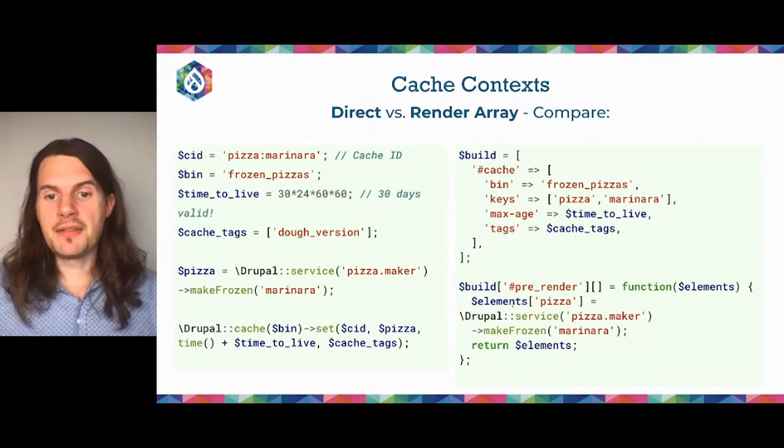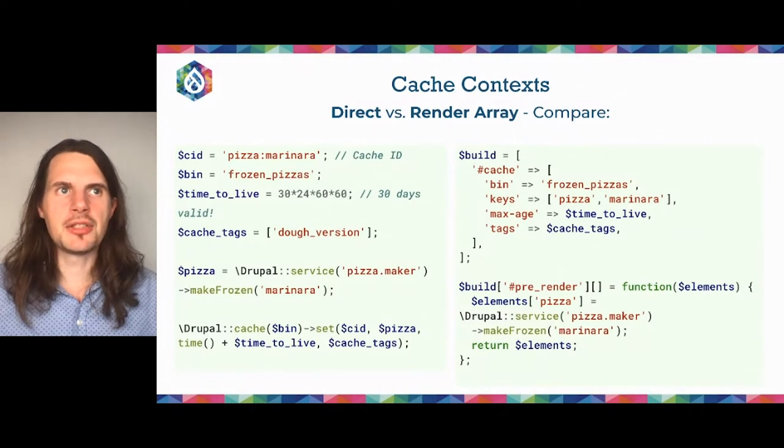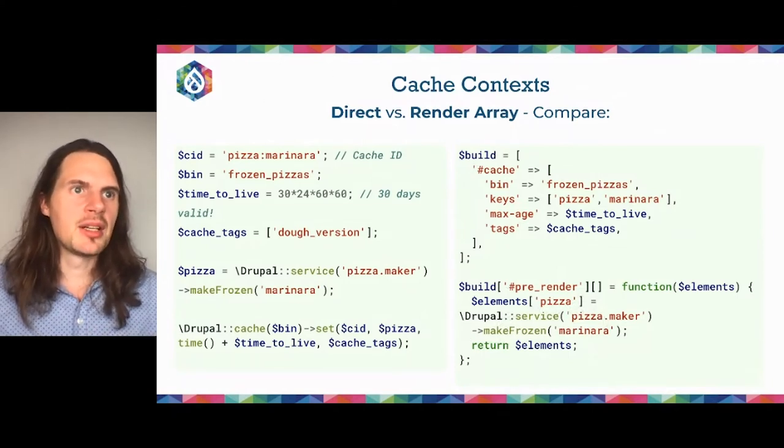But if we have the pre-render here, then we are creating the pizza here, and we're using the pizza maker, and we have this function, which is a cache miss function. So this cache miss function essentially allows us to create our serialized pizza here. So here we create our pizza element, which needs to be convertible to a string, which pizza is.